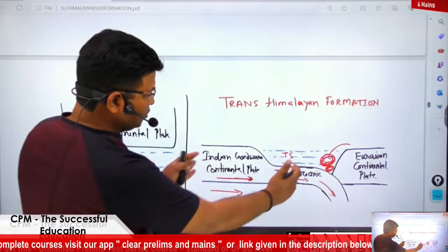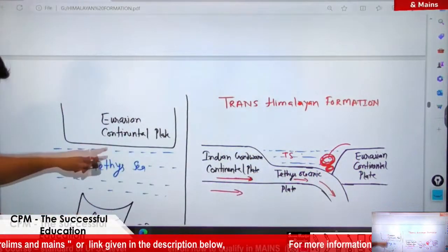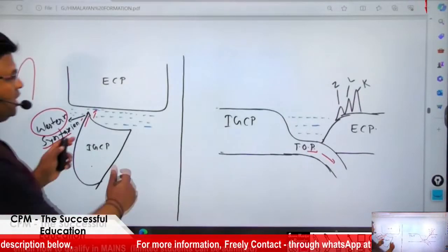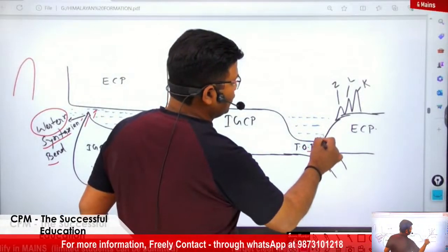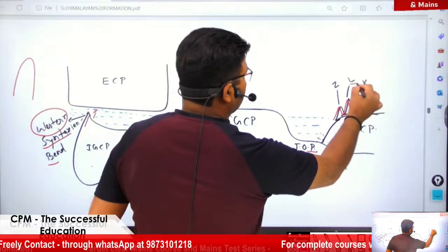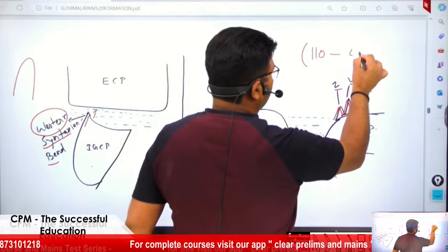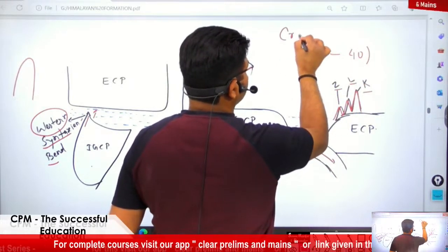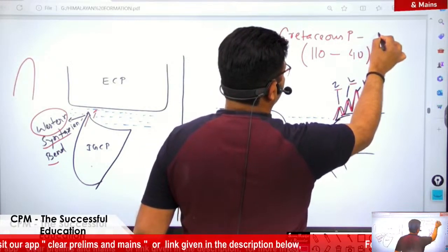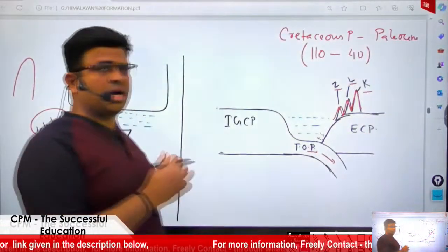And you can see that now these two plates, which were far apart, are slowly moving towards each other. Then the deposited sediment has been buckled into the fold mountains of Karakoram, Ladakh and Zaskar, formed around 110 to 40 million years ago, from the Cretaceous period to the Paleocene. These are the periods when the Karakoram, Ladakh and Zaskar ranges formed.